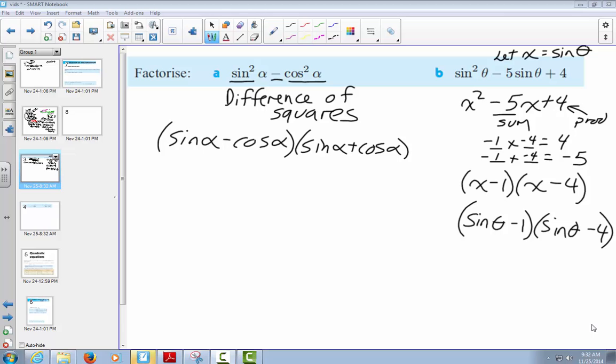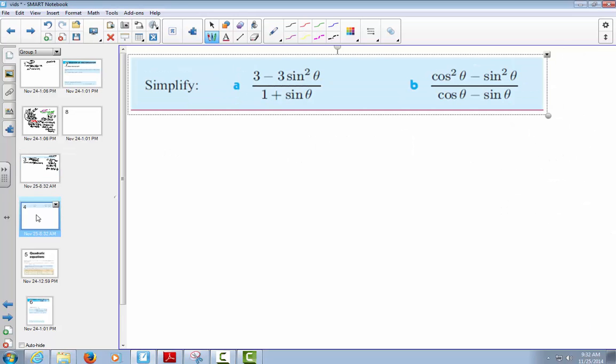Now it starts to get a bit trickier. Here, we have to make some decisions. What are we going to do? Well, the ones that we have been doing, we've been using the law 1 minus sine squared theta as part of the law and changing it to cos. But down here, I have to look at the denominator. And how can I get rid of it?